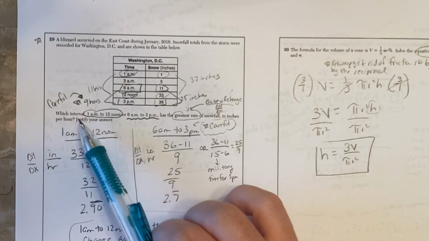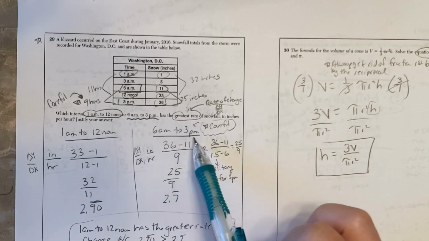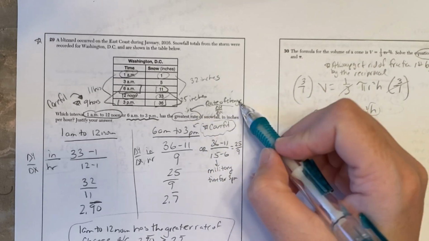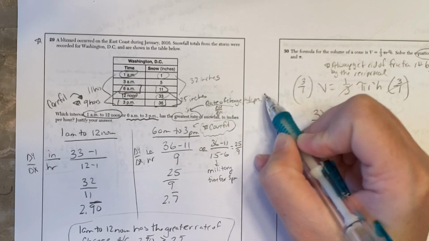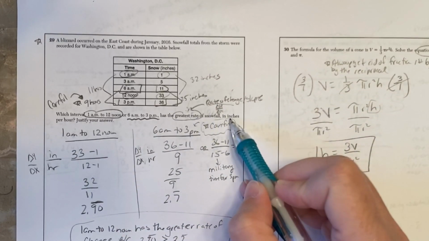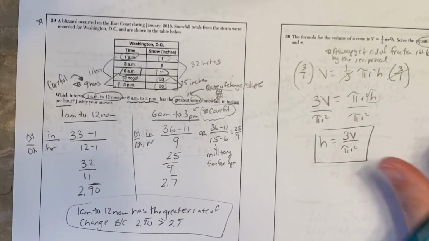Okay. Which interval, 1 a.m. to 12 noon, or 6 a.m. to 3 p.m., has the greatest rate? So anything that says rate, that's rate of change, which is the same thing as slope, which is your change in y over your change in x. In inches per hour. Okay, it tells you inches per hour. So one was easy, and one was super tricky.